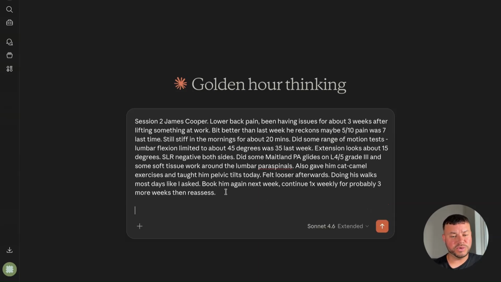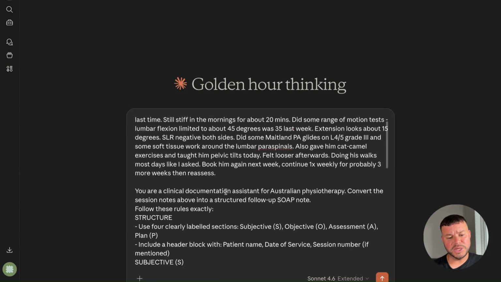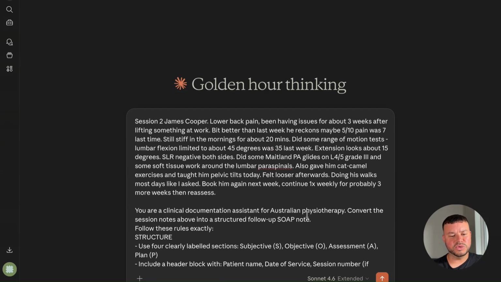Now I'm going to use a free SOAP prompt that you can get in the link below. And this is going to help format your unstructured notes. This prompt tells Claude exactly what a compliant SOAP note looks like. The structure, the depth, and the compliant requirements.